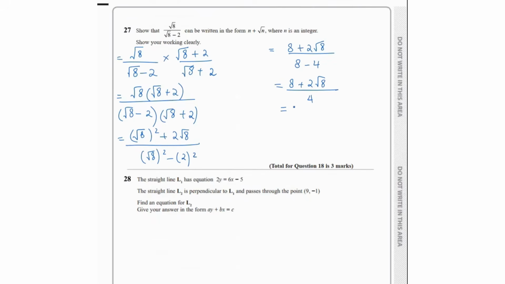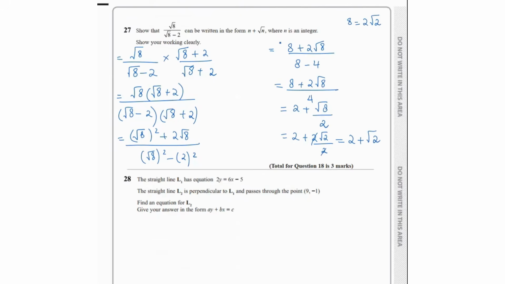That's 2 plus root 8 over 2. Now they're saying these two are the same numbers. So root 8 can be rewritten as 2 root 2. So 2 plus 2 root 2 over 2. The 2s get cancelled out, and we have the answer in the same format as given in the question.